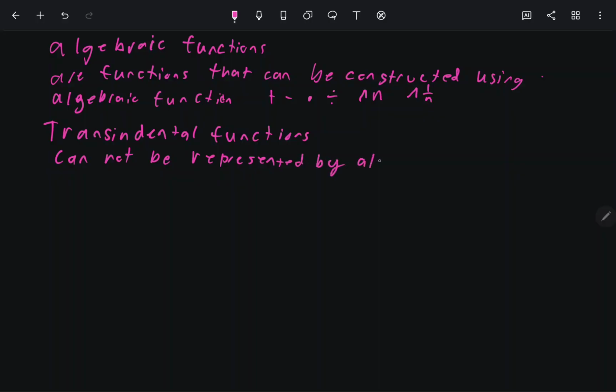By algebraic functions. Alright. Now, let's see. The first type of these that we're going to go over is trig. Oh, so many people in my classes have hated trig. Me, I love it, honestly.